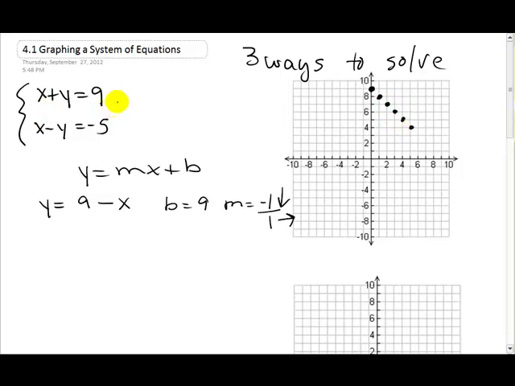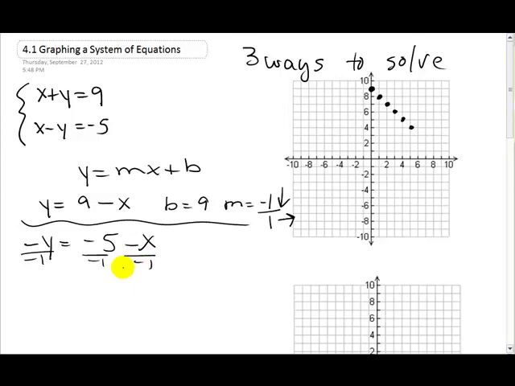Then I want to look at this equation. I'm going to rearrange it, so it's negative y equals negative 5 minus x. Can't keep the negative, so we'll divide by negative 1 all the way across. So y equals a positive 5 plus x. So my b equals 5, and my m is a positive 1, so we stick that over 1. It's up and to the right.